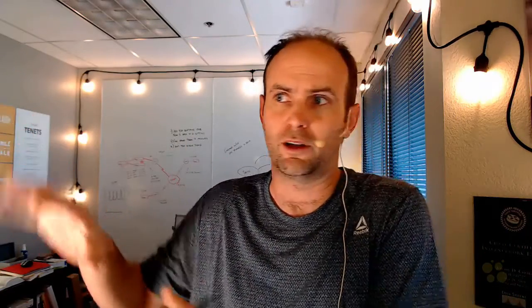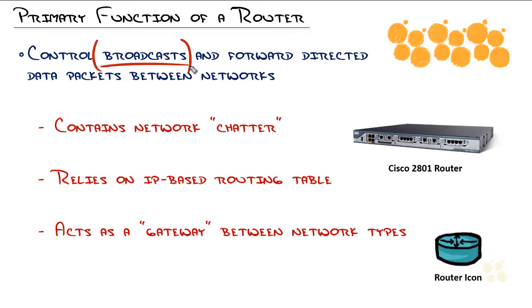And I'm not even getting into all the sub-issues of, if you will, security. Wow, my neighbor can get into my stuff without any kind of wall between them. That's a little weird, right? So instead, we use a router whose primary function is to control those broadcasts and forward directed data packets between networks. Now, if you look at that, it kind of feels like a contradiction. I'm saying, well, it stops certain types of traffic and yet allows certain other types of traffic to move on.